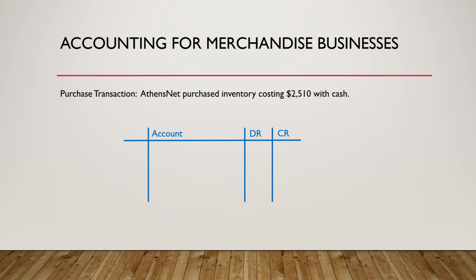Now for purchases. Purchase transaction. AthensNet purchased inventory costing $2,510 with cash. This is a basic purchase transaction from the second chapter of the textbook. Debit merchandise inventory and credit cash. Purchase transaction. AthensNet purchased inventory costing $9,250 on account. Same as the previous transaction, but as a credit purchase. We debit merchandise inventory and we credit accounts payable.